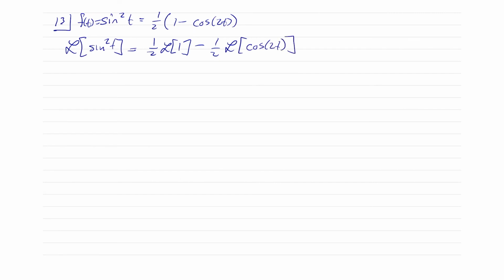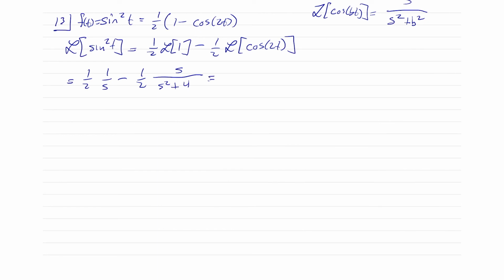All right, so here all we're doing is exploiting linearity. And so then we get 1/2 of 1 over s minus 1/2 of the Laplace transform of cosine of 2t. If you remember, the Laplace transform of cosine of bt is equal to s over s squared plus b squared. And so now that's going to give me s over s squared plus 4, and we're done.